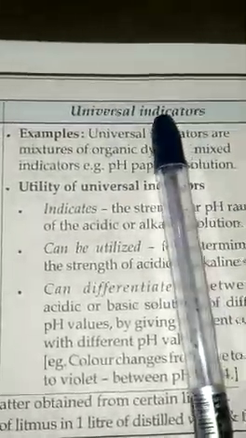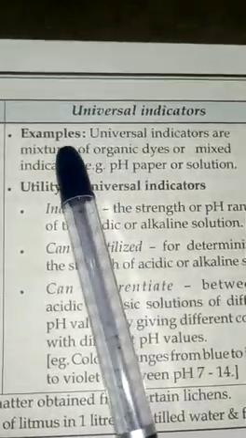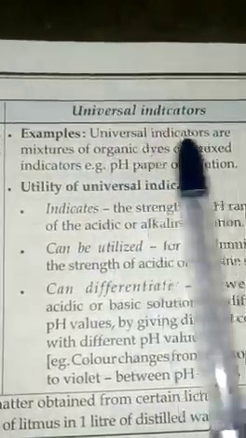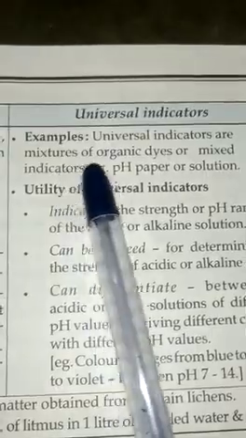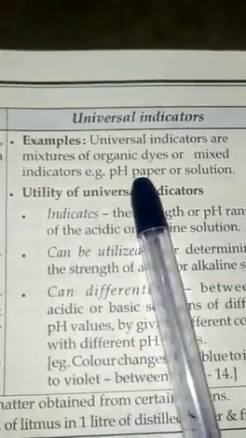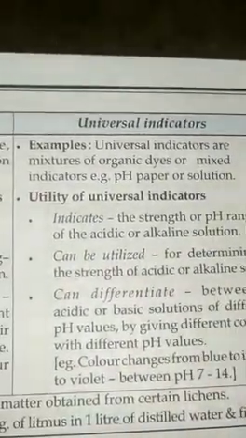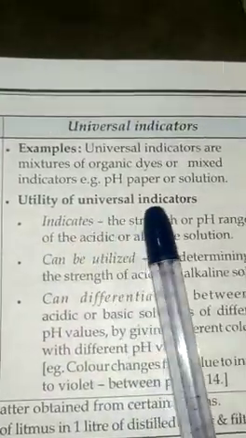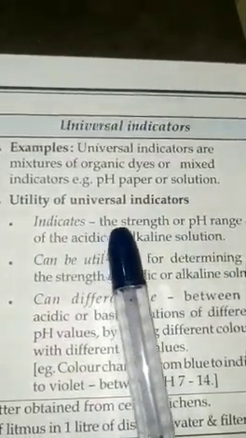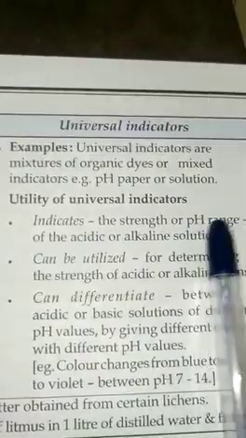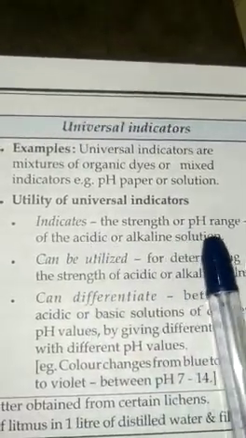Okay, now next is universal indicators. Universal indicators are a mixture of organic dyes, or mixed indicator. Examples are pH paper or pH solution. So what is the utility of universal indicator? It indicates the strength, or you can say the pH range, of the acidic or alkaline solution.